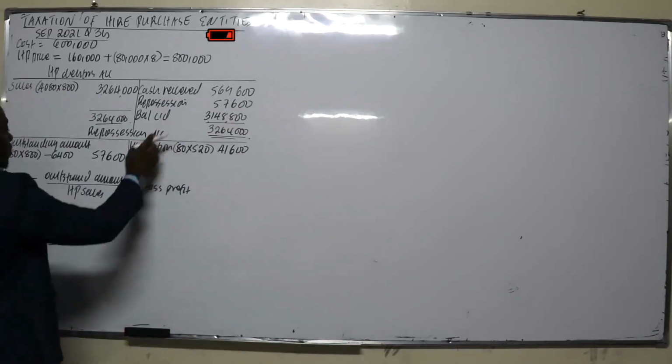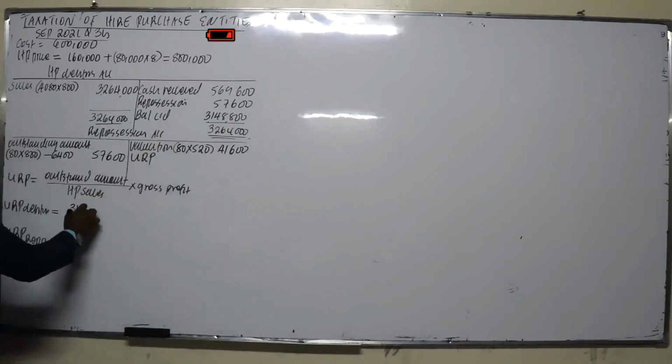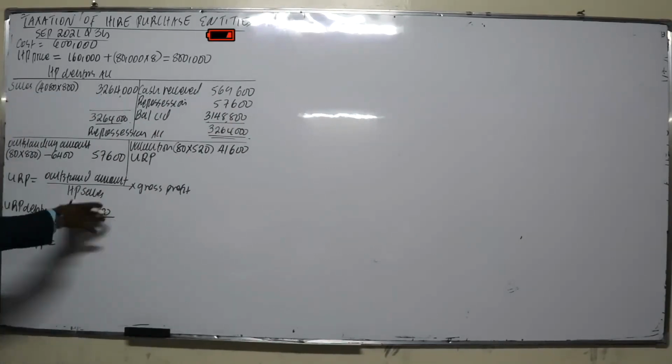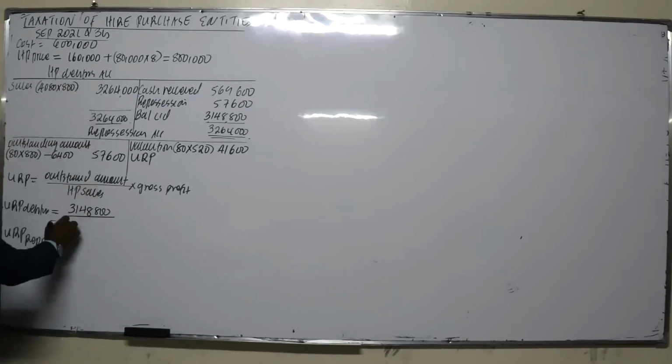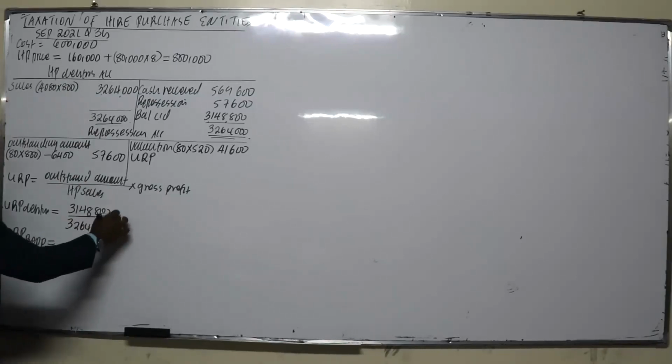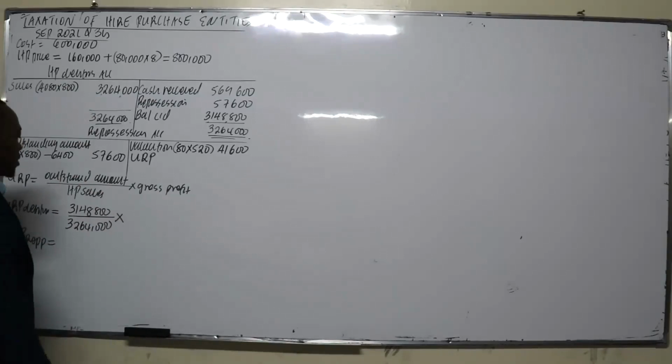So let's start with the debtors. You take the outstanding amount, which is 31,48,800. You divide by the hire purchase sales. These were the hire purchase sales: 4080 each at 800, which is that 264,000. Then you multiply by the gross profit.